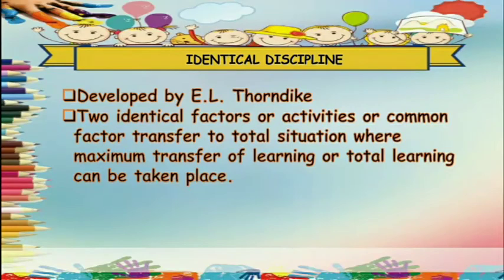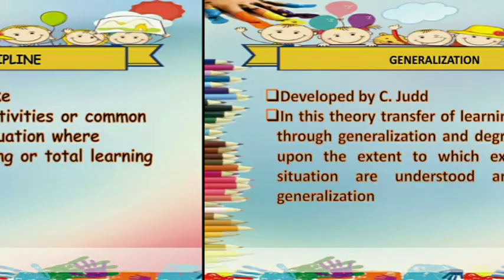Second, identical elements. It was developed by E.L. Thorndike. It goes from one learning situation to another situation. Two identical factors or activities are common factors transferred to a total situation where maximum transfer of learning or total learning can take place. It goes from matter to mind.